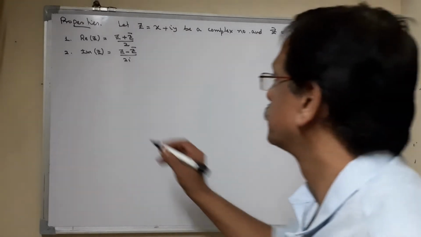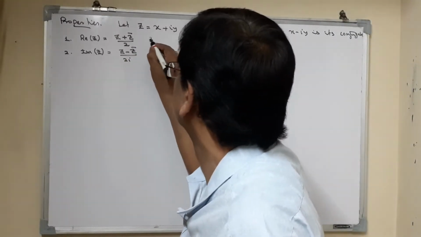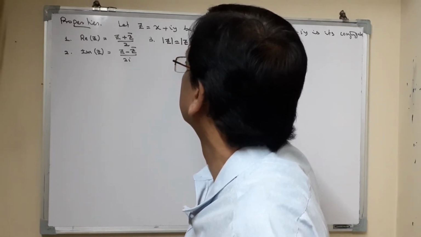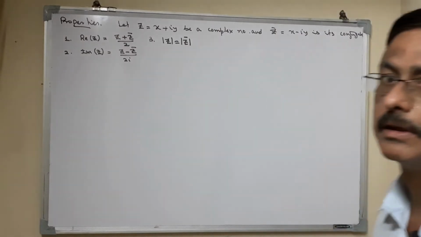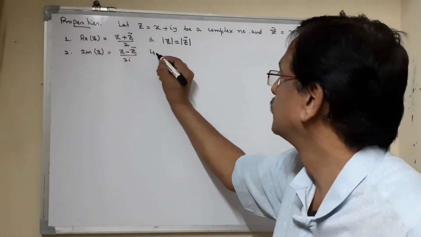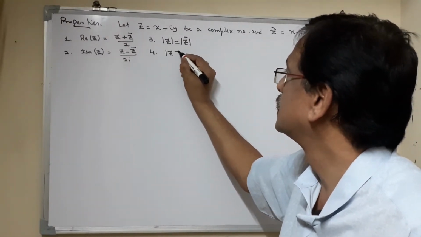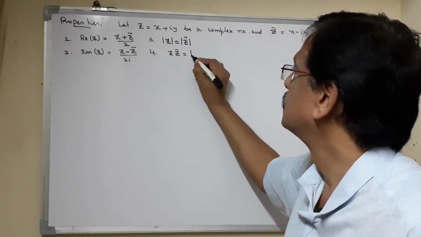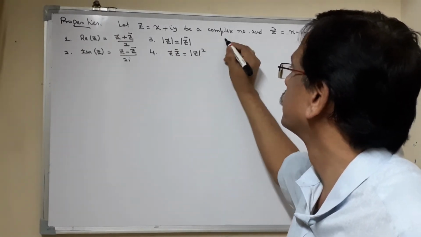And 3. Mod z is equal to mod z bar. The modulus, I have already defined modulus. Mod z equal to mod z bar. And fourthly, z times z bar equal to mod z whole square. That we have already done. Mod z bar or z bar equal to mod z whole square.